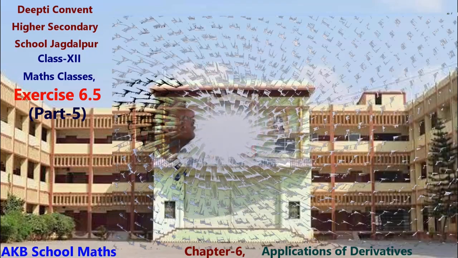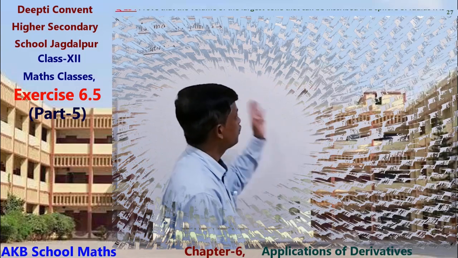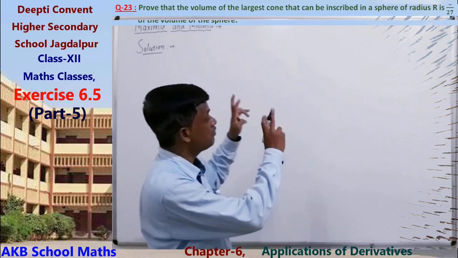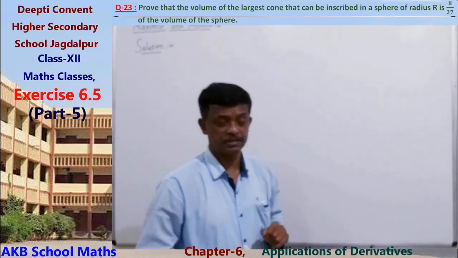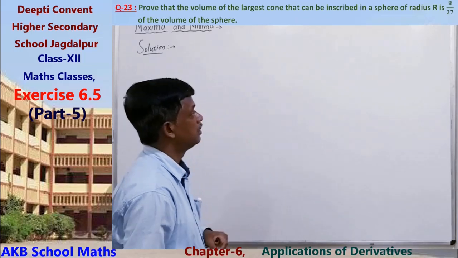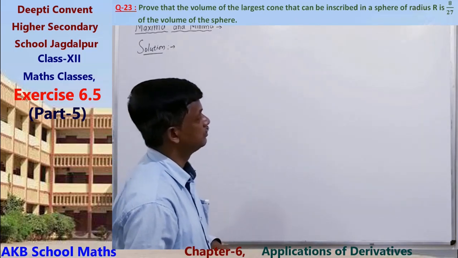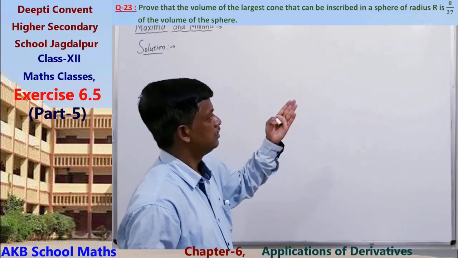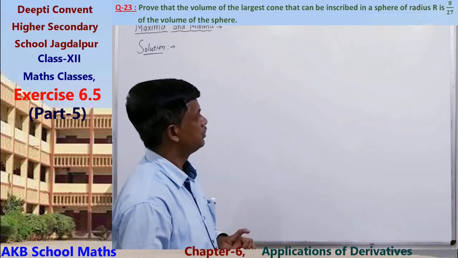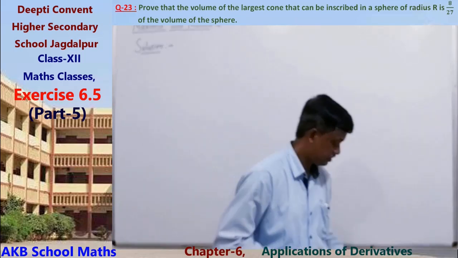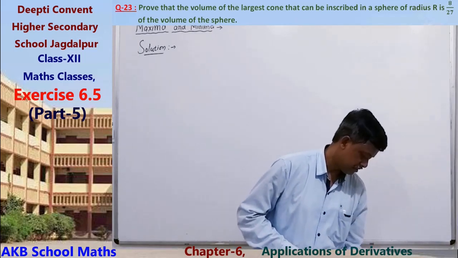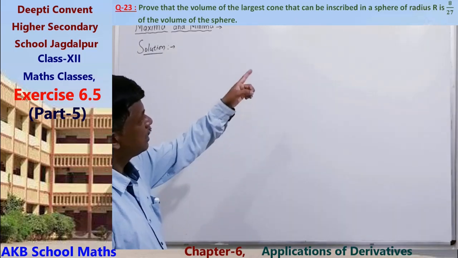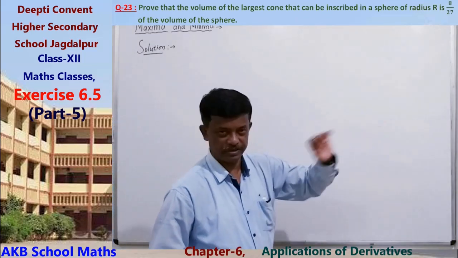Now question 23 of exercise 6.5. Prove that the volume of the largest cone that can be inscribed in a sphere of radius capital R is 8 by 27th of the volume of the sphere.